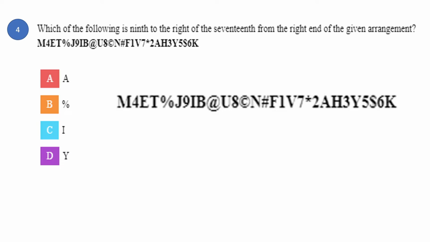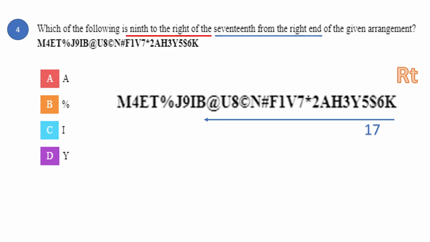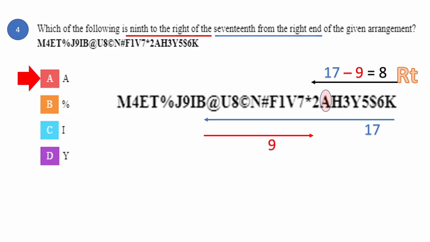Well, if you look at this arrangement, you need to find 17th from the right end. This is the right end, hence 17th from here. And then you need to find 9th to the right of the 17th. That is, once you find a position here, you again have to find 9 positions to the right hand side. So looking at this image, you can find out that you need to find 17th minus 9, which is 8th position from the right hand side, and the 8th position from the right hand side is the letter A. So your answer is option A.